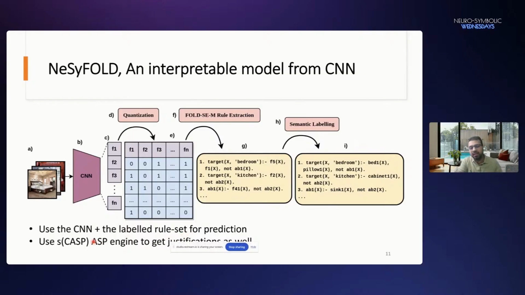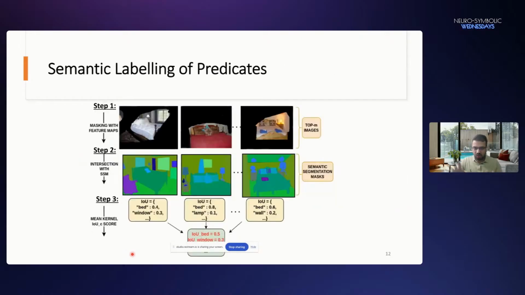And since this is an answer set programming rule set, we have the s(CASP) ASP engine that can give you justifications later on as to why a particular image was classified as a bedroom or a kitchen or a bathroom or whatever class there is in your train set, which is nice because now we have a justification that is rooted in the operational way in which ASP is also interpreted. Good. Okay, so a brief overview of how the semantic labeling was carried out in this framework.